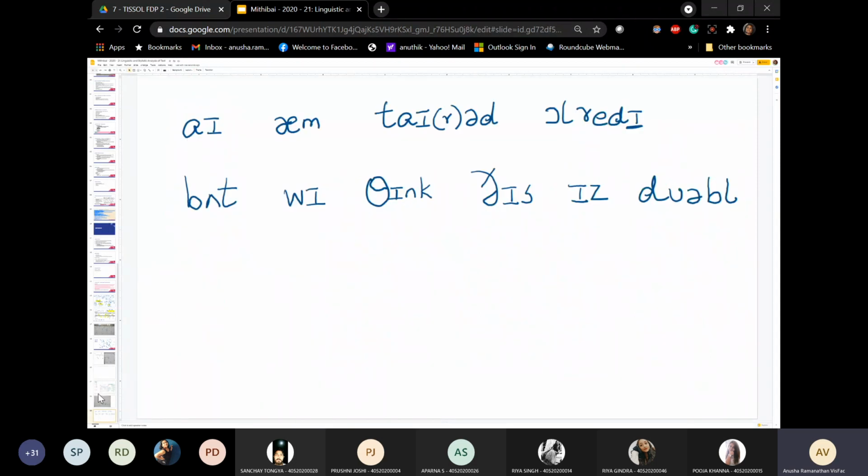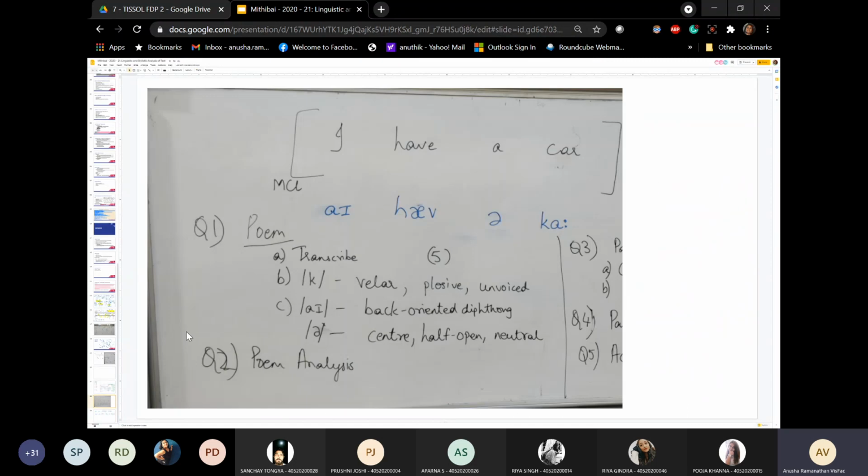But the primary objective is that in the exam, if you are given a poem, you have to write it down in this manner. I have a car. So this is the transcription for 5 marks.